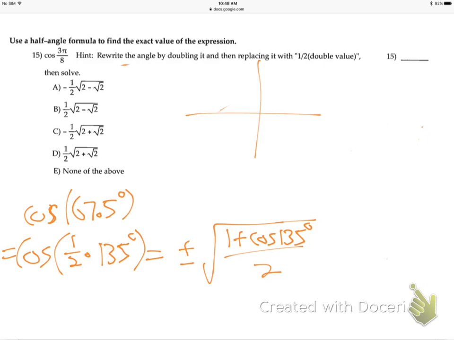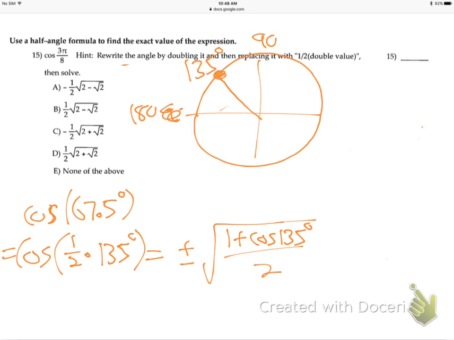So go to the unit circle. Where's 135? Well, here's 180. Here's 90. So it's halfway right there. 135 is right in the middle. It's add 45 from 90, huh? 135 is right there. What's the cosine? Well, it's medium, medium. Root 2 over 2, root 2 over 2.